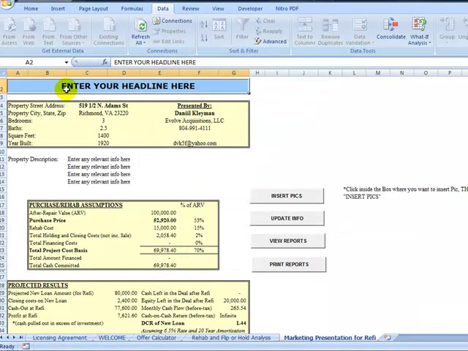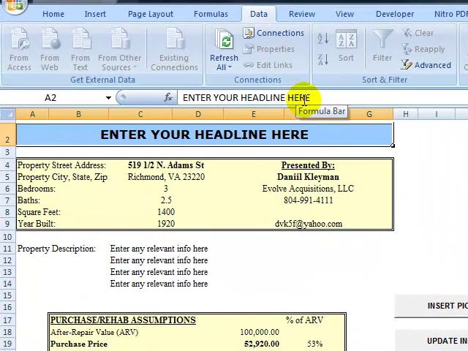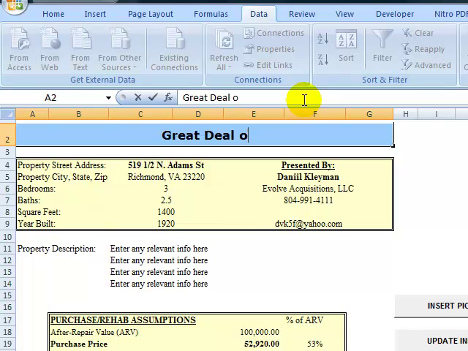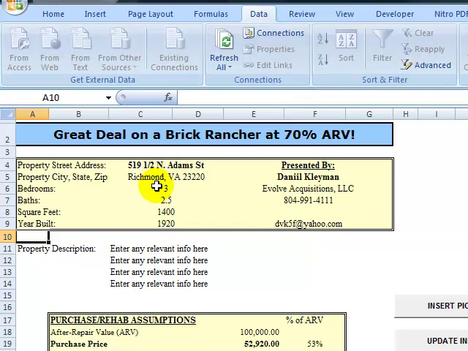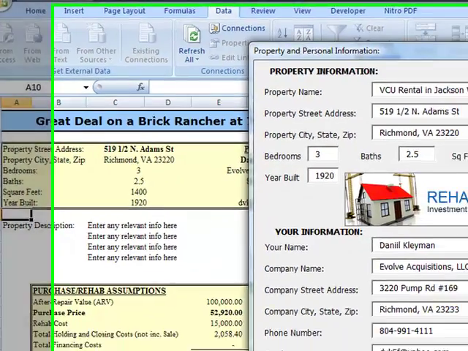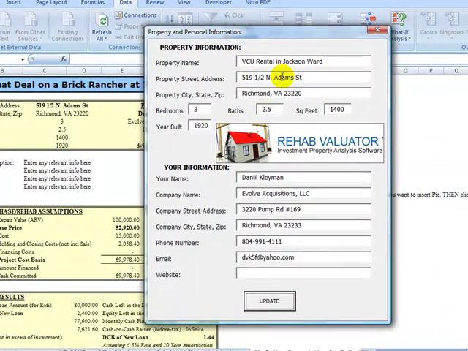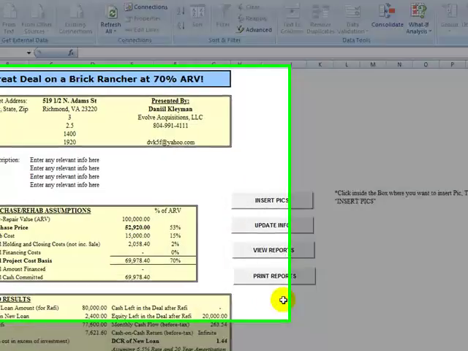So your headline goes here, and we can write great deal on a brick rancher at 70% ARV. Okay? To change this information, you just click Update Info, and you can enter property description, property name, address, bedrooms, baths, square feet, year built, and then all of your contact information here. This makes you look really professional.